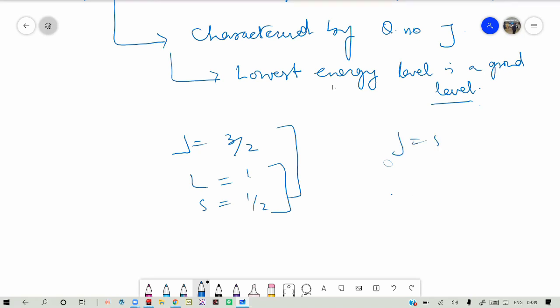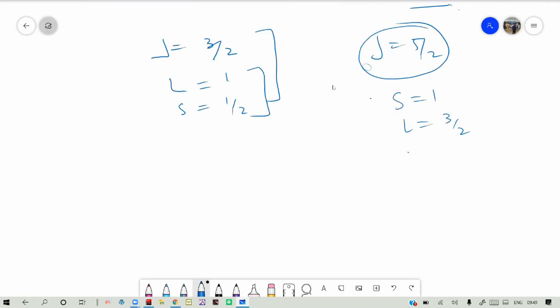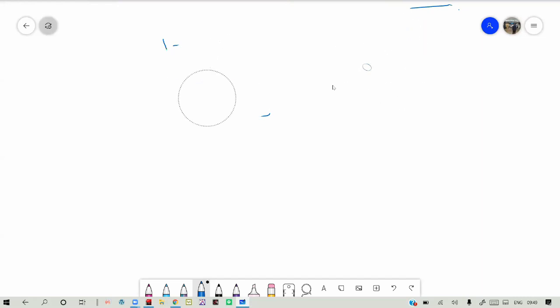Similarly, when you have J equal to 5 by 2, you can have different combinations of L and S to get J equal to 5 by 2, like S equal to 1, L equal to 3 by 2, or S equal to 0, L equal to 5 by 2. Sometimes this is also possible. So for a given J, the energy levels are actually degenerate. They have the same energies. But in the absence of any external energy; when you apply some external perturbation, the value changes.